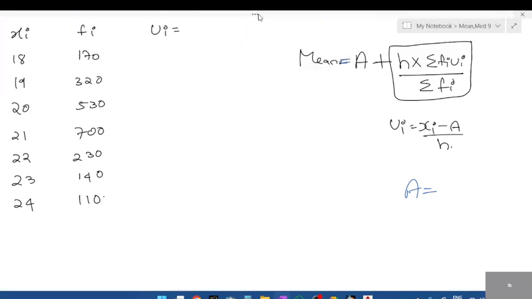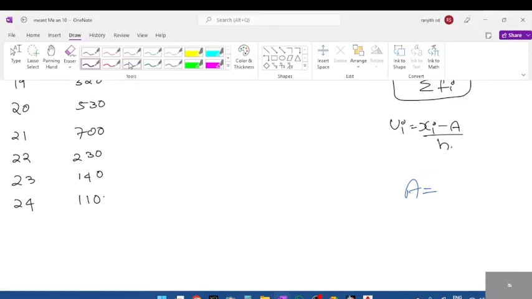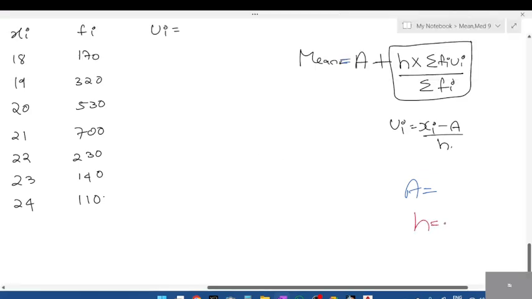From where do we assume? From Xi or Fi? For A value, from where do we assume? From Xi, right? Who told Fi? Are we assuming it from Fi? Xi? How do you assume the value? Which is the middle term?